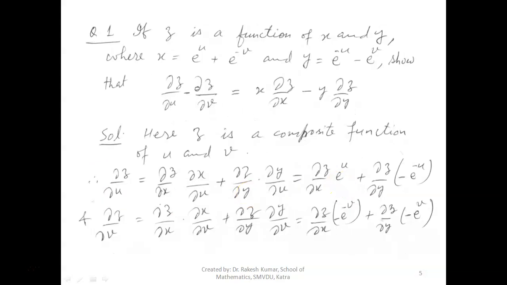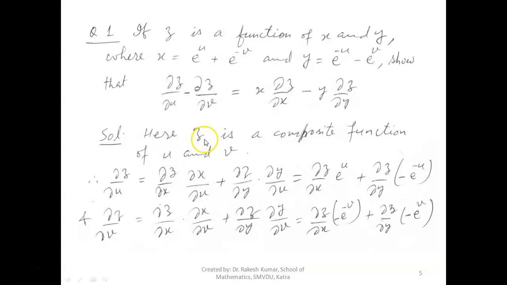Okay, next thing is a numerical example. Example 1: if z is a function of x and y, where x is equal to e^u plus e^(-v), and y is equal to e^(-u) minus e^v, then show that ∂z/∂u minus ∂z/∂v is equal to this. So what to do?